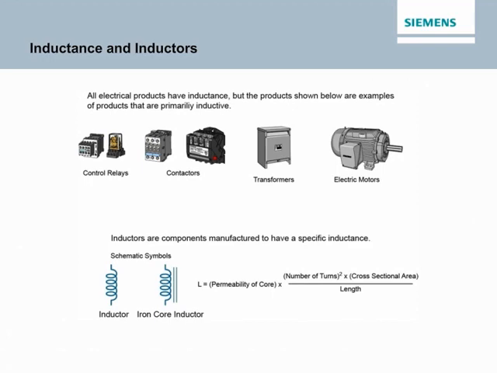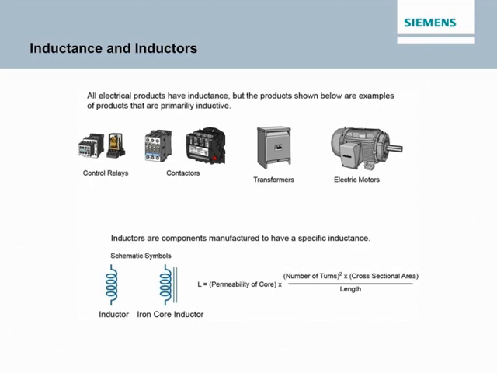All conductors have inductance. Therefore, as the accompanying graphic shows, electrical products such as control relays, transformers, and electric motors also have inductance. Many applications also use inductors, which are coils of wire wound for a specific inductance. For some applications, inductors are wound around a metal core to further concentrate the inductance. The inductance of a coil is determined by the number of turns in the coil, diameter and length, and the core material. An inductor is usually indicated symbolically on an electrical drawing as a curled line.